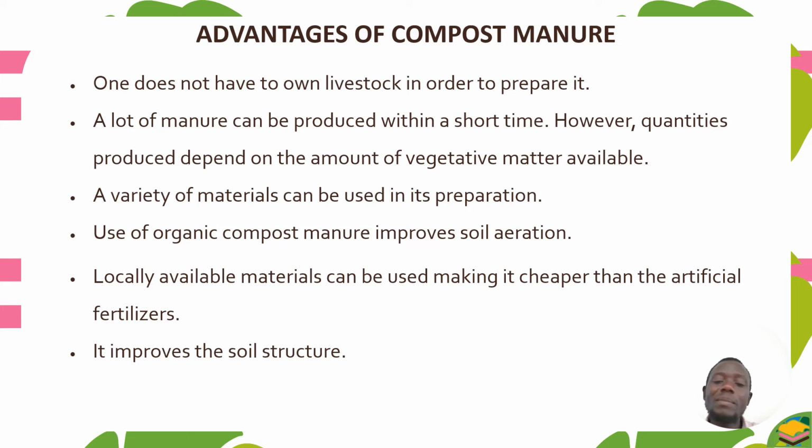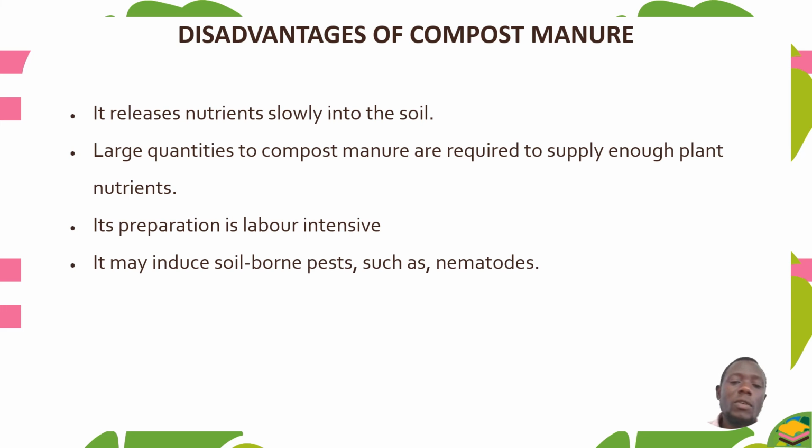This makes it cheaper than artificial fertilizer. So it is cheaper as compared to chemical fertilizer, artificial fertilizer. Why? Because there are locally available materials which can be used to make compost manure. The other thing is it improves soil structure. So normally most of the organic fertilizers, they improve soil structure. So let's now look at disadvantages of compost manure.